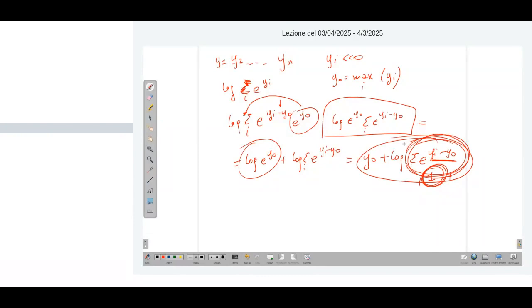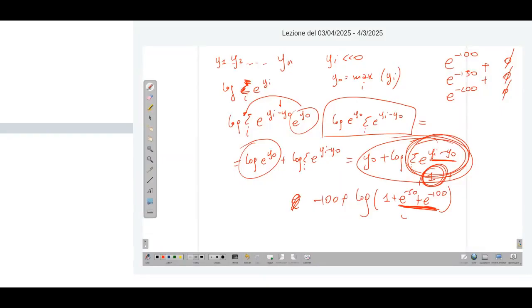Remember, before, what we were trying to do: we had exponential of minus 100, exponential of minus 150, exponential of minus 200, and sum them. Numerically, it was 0 plus 0 plus 0. Now we're doing this how? We're doing it as minus 100 plus logarithm of 1 plus exponential of minus 50 plus exponential of minus 100. Even if these two come out 0, it will not saturate, bring to zero the whole result. The whole result will be correct.